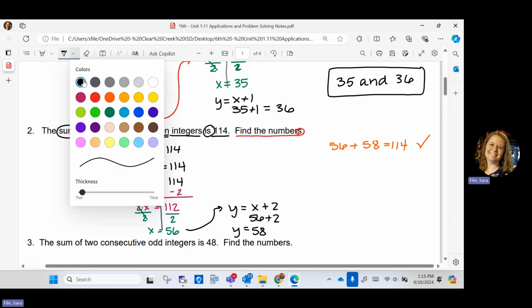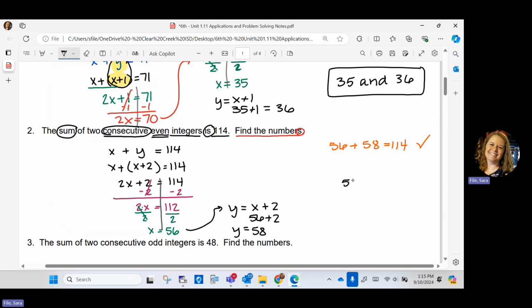So my answer is 56 and 58. Those are both even numbers, and they are consecutive even numbers. The next even number after 56 is 58. Okay, so it meets all the criteria from the problem. Okay, and it makes it true. It does add to 114.